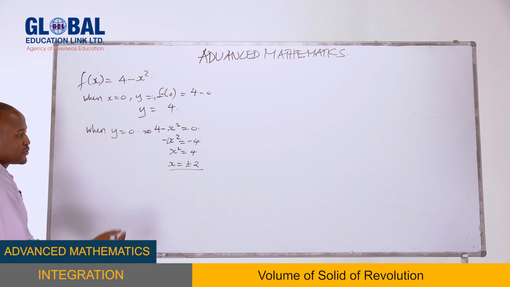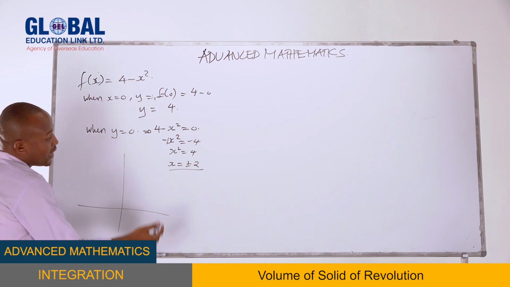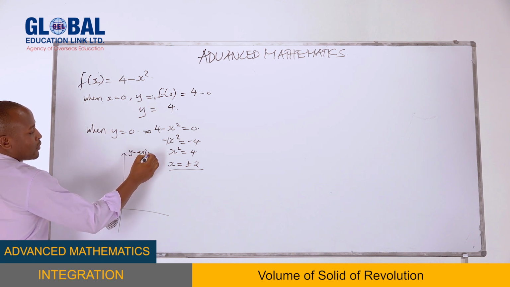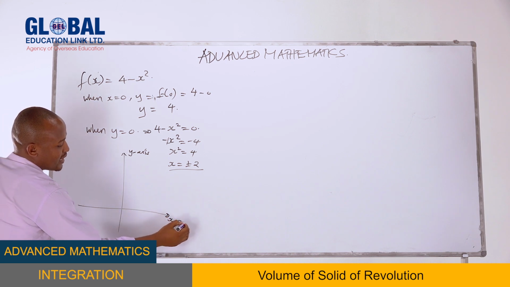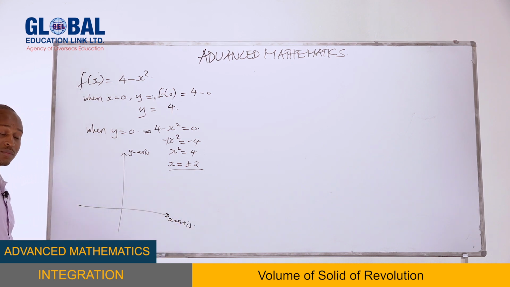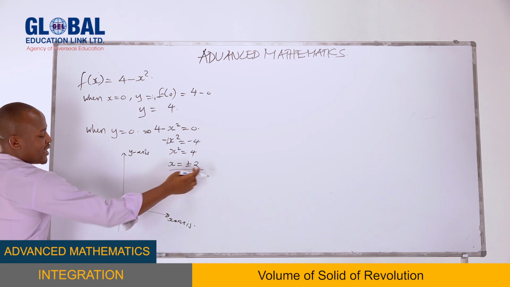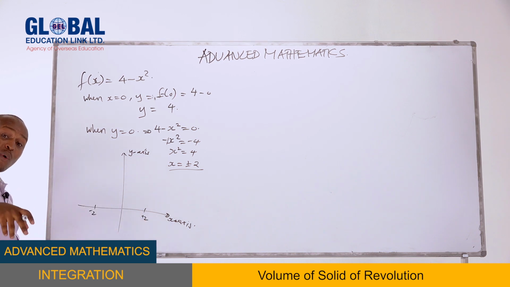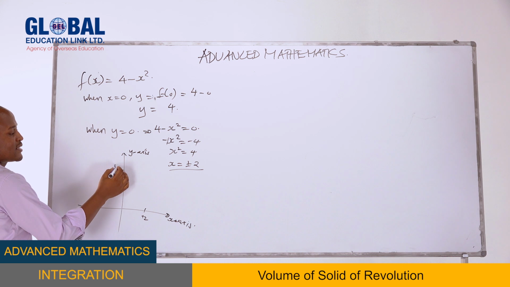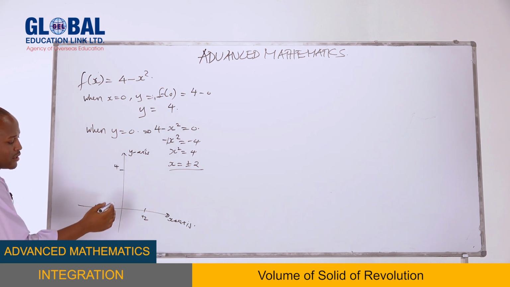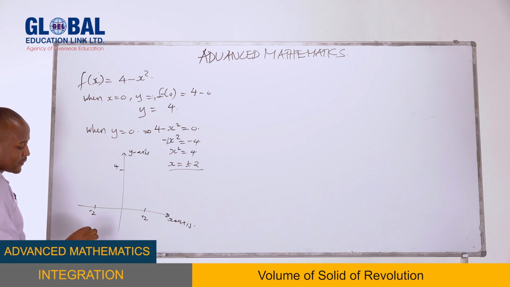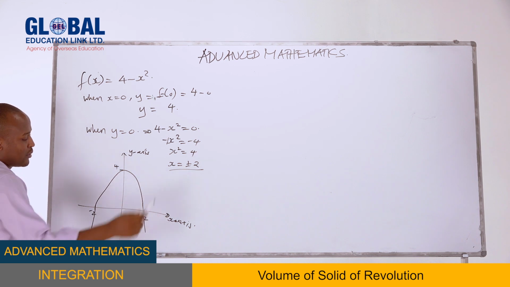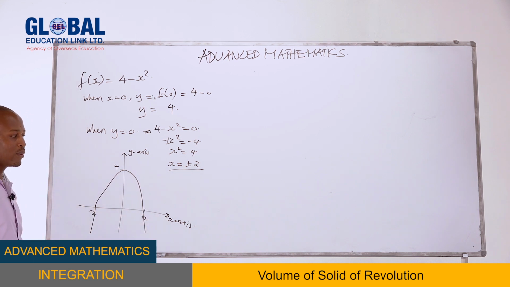Now, if we try to sketch that, it's very easy. I will show you the sketch. This is our y-axis, and this is our x-axis. Our x-intercepts are negative 2 and positive 2. We also have a y-intercept that is 4, somewhere there. This is just a sketch. I will show you the graph. The graph turns like that. Now, this is how it will look.